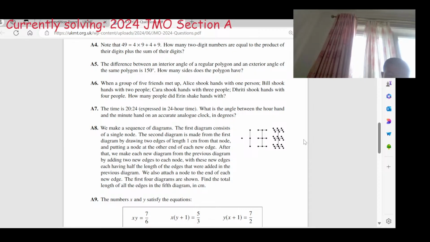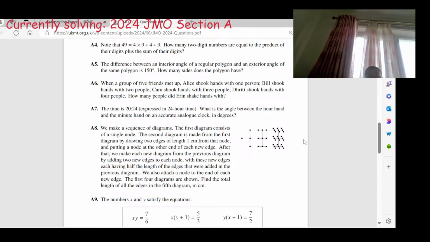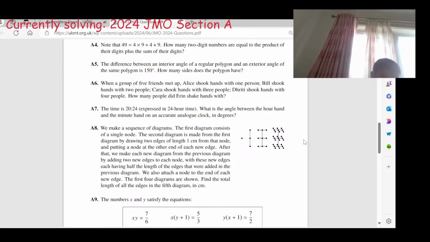80. With these new edges having each, it's not 80. 0 2 times 1.5, that's 3. 7.5, 9.5, 4.75, 16.25.